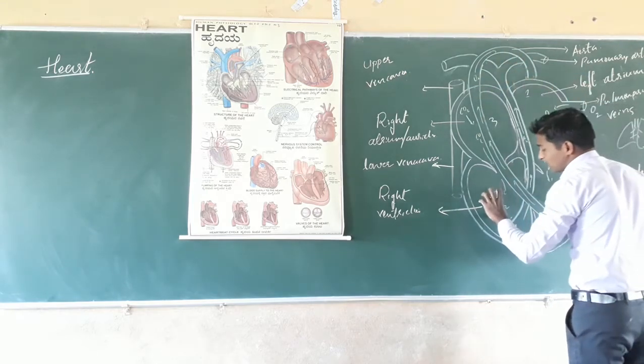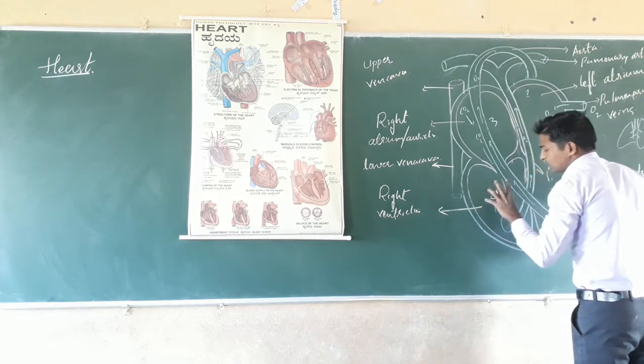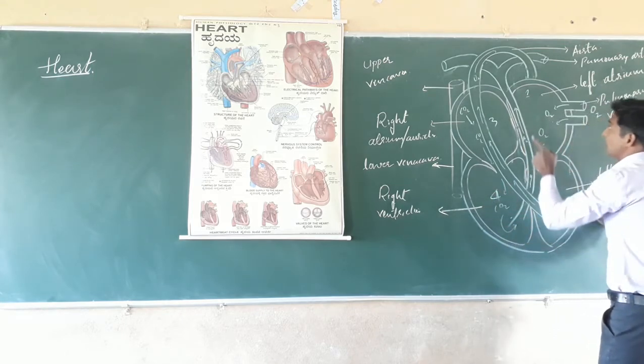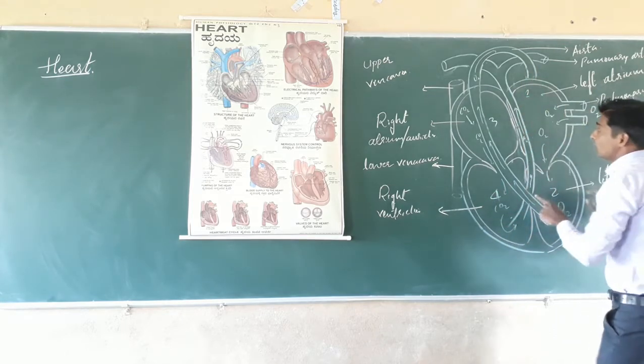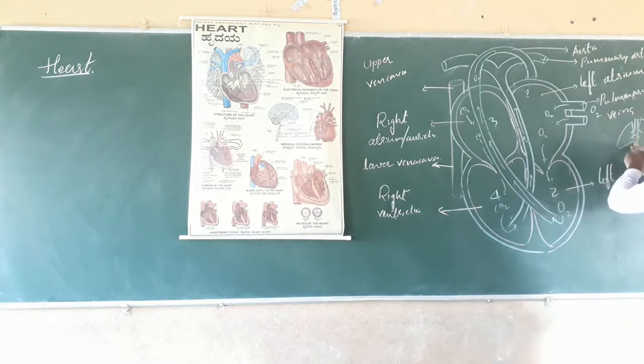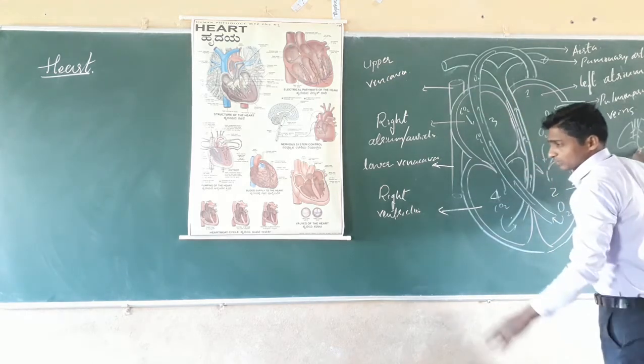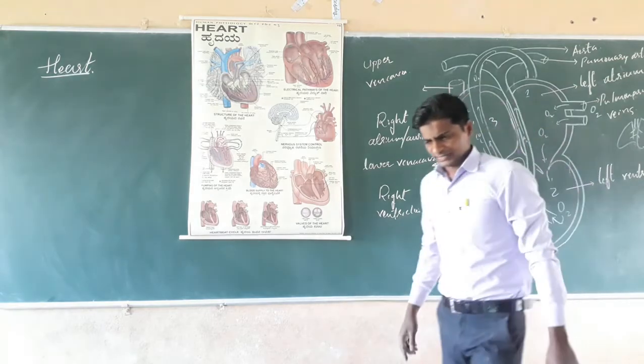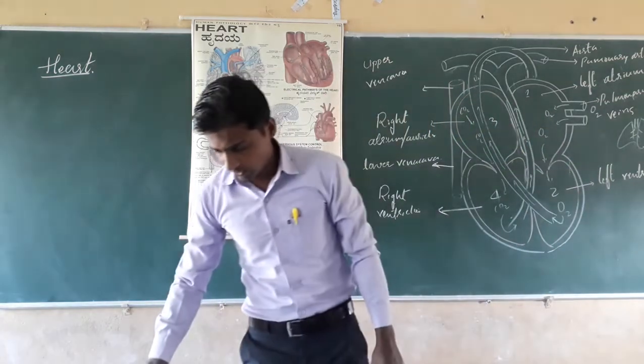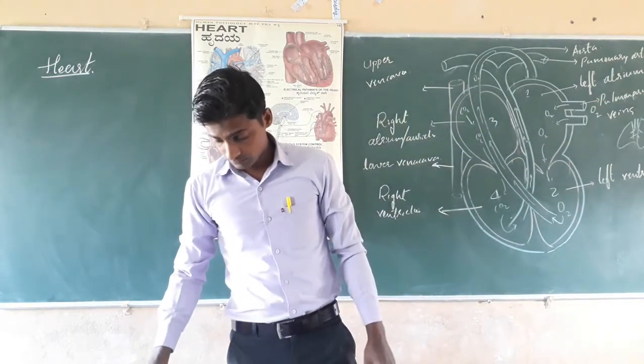And then what happens? The deoxygenated blood enters the pulmonary arteries for purification. The deoxygenated blood goes to the lungs for purification, and the oxygenated blood goes to the body to supply it. Isn't it? That's about the mechanism of the human heart.